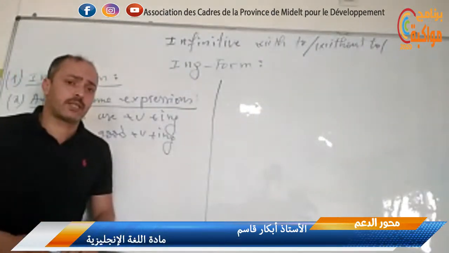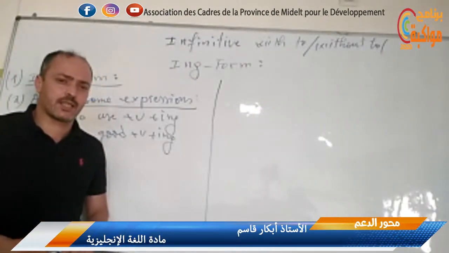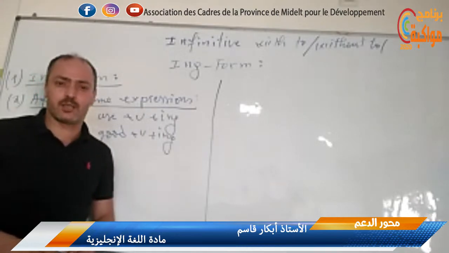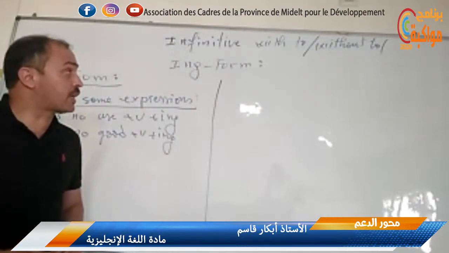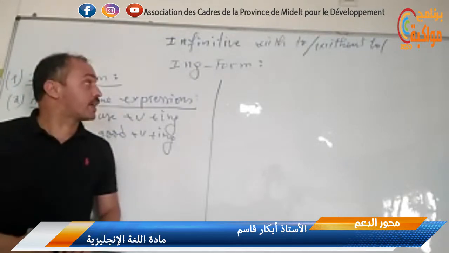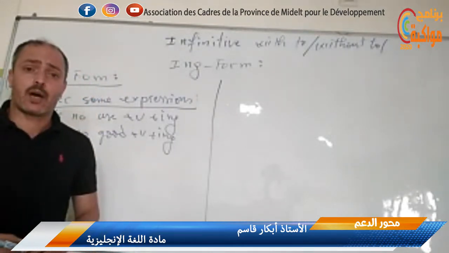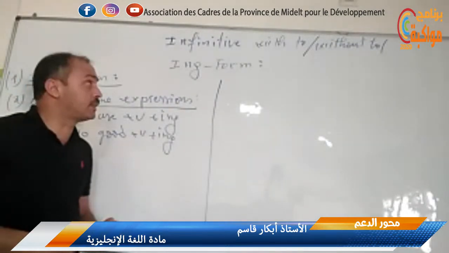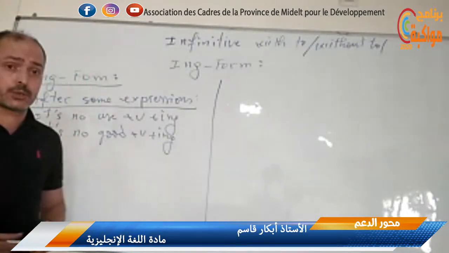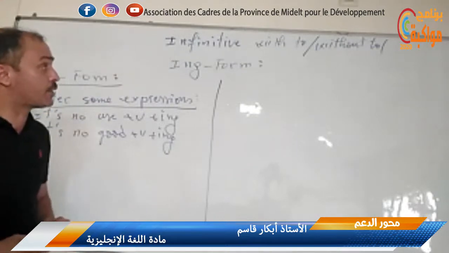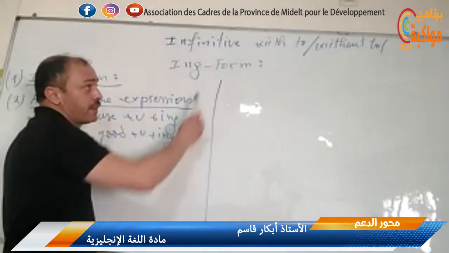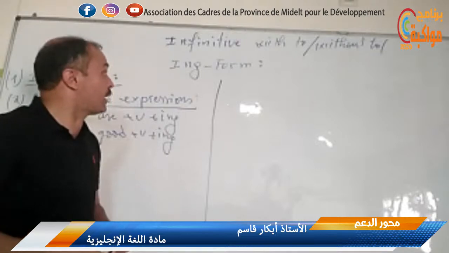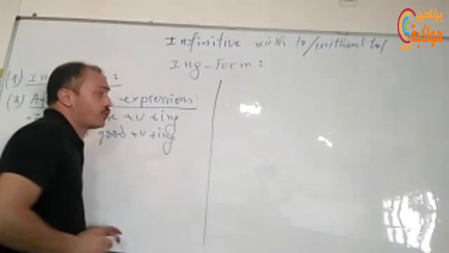All right, so good afternoon to everybody. Hello, my students. I am your new online teacher. I hope that you are going to enjoy your time with me. Today we are going to study a very important lesson at baccalaureate level. The title of this course is very important. I'm talking about the infinitive with to, without to, and the ing form.